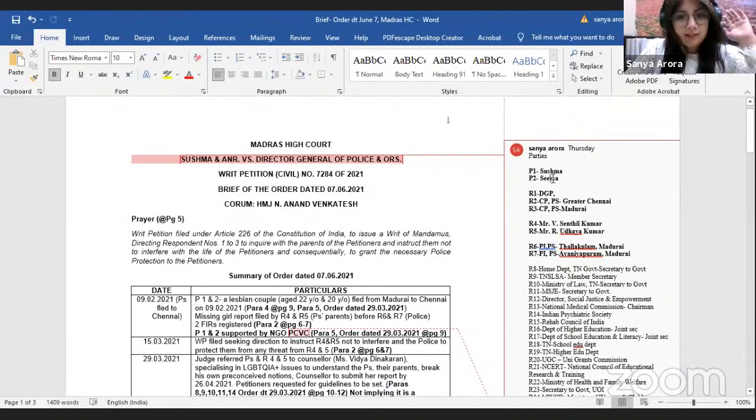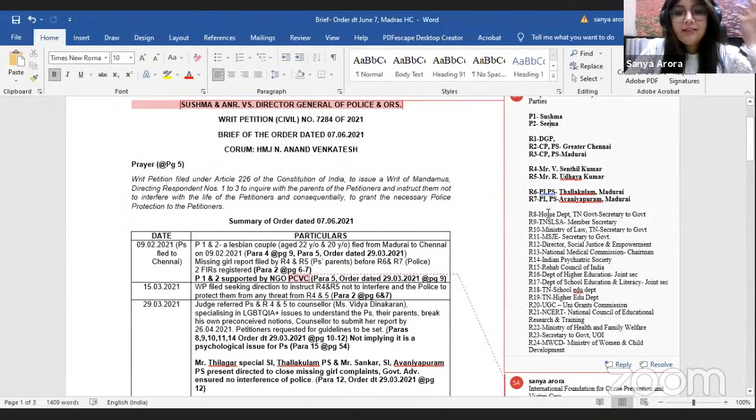So P1 is petitioner, P2 is also the second petitioner. So Sushma and Seema. Then R1 is DGP, Director General of Police. R2 is CP, Commissioner of Police. R3 is Commissioner of Police. R4 and R5 are the parents. So R6, R7 again the inspectors. And then these R8 to R24.